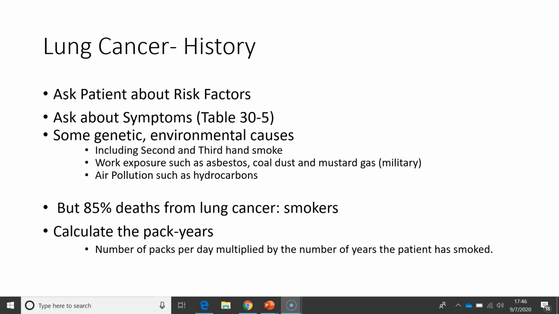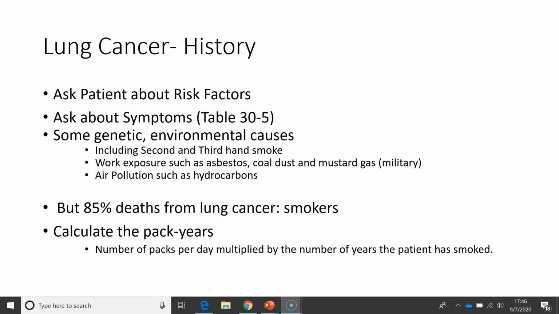Lung cancer. When we're taking a patient history, it's important to ask about risk factors. And it's one of those things, if you look at this, ask about the symptoms in chapter 30, table 5. It looks at the shortness of breath, the coughing, the dyspnea. When people come in with that being their chief complaint, you make sure that you ask these questions concerning your history. There are some genetic and environmental causes, including second and third hand smoke.